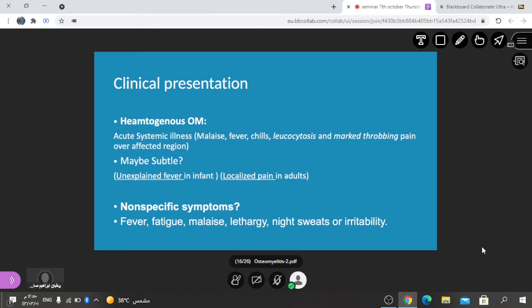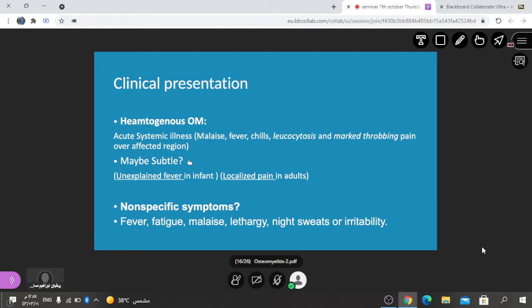Okay, this slide is just for clarity. We have something called hematogenous osteomyelitis, as my colleague Salman described it. The associated symptoms will be acute systemic illness like malaise, fever, chills, leukocytosis, especially in bacterial infection, and marked throbbing pain over the affected region. The bone is highly vascular and highly innervated. That's why these symptoms are mostly acute.